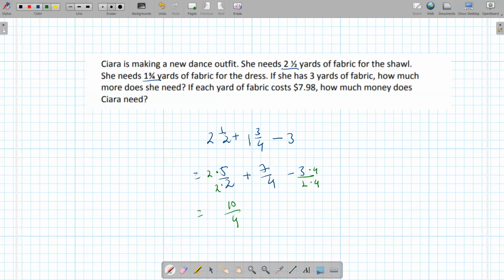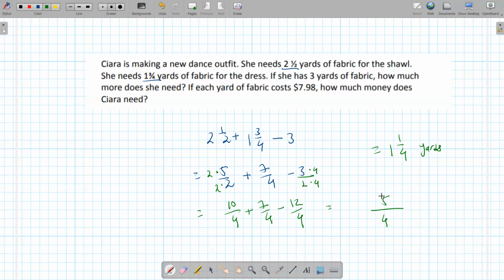So we get 10/4 plus 7/4 minus 12/4. They all have the same denominator, so we can combine them. So 10 plus 7 is 17, minus 12 is 5/4, right? So 5/4, that is the extra. You can convert it into a mixed fraction, 1 and 1/4. So she needs an extra 1 and 1/4 yards.